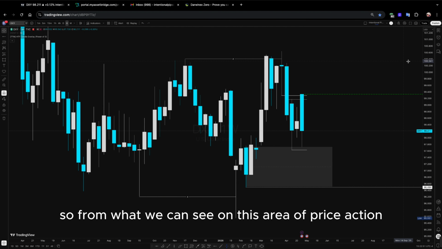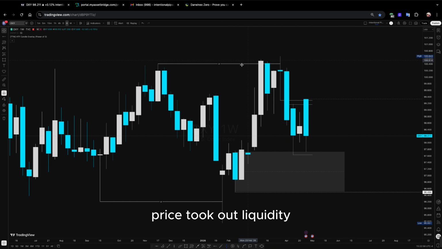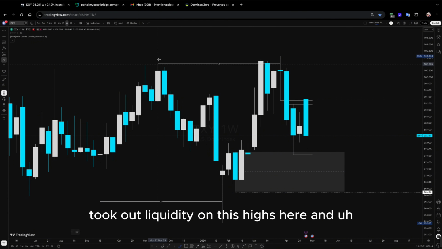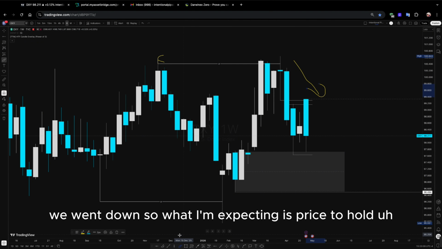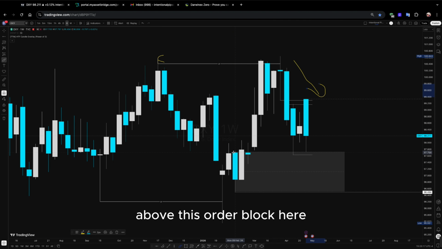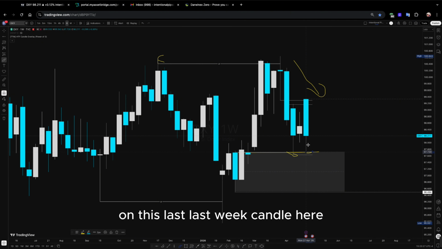So from what we can see on this area of price action, price took out liquidity on these highs here, and we went down. So what I'm expecting is price to hold above this order block here, because there is some rejection on that candle and this last week candle here.